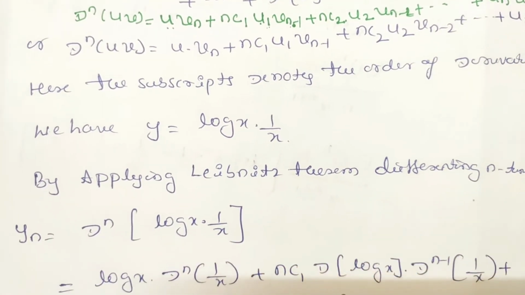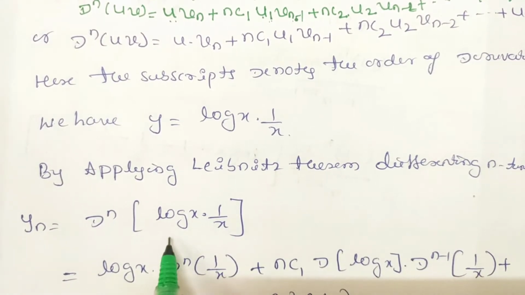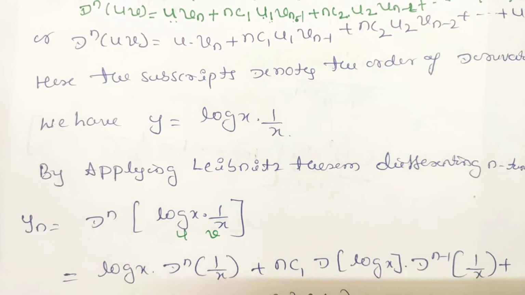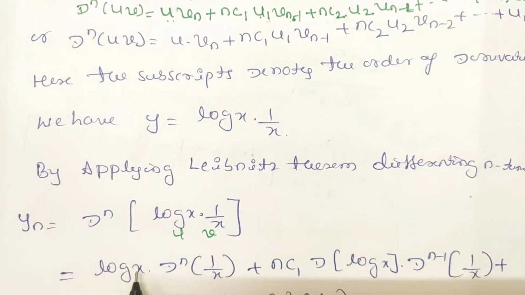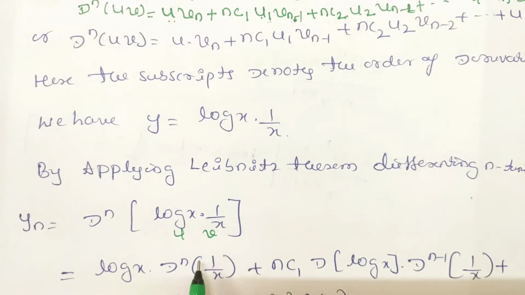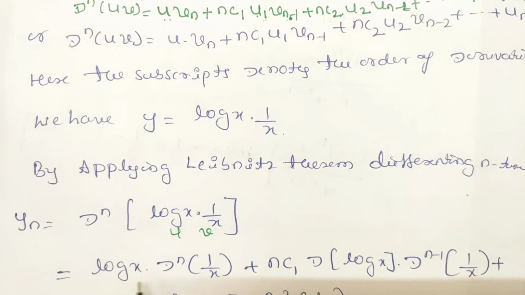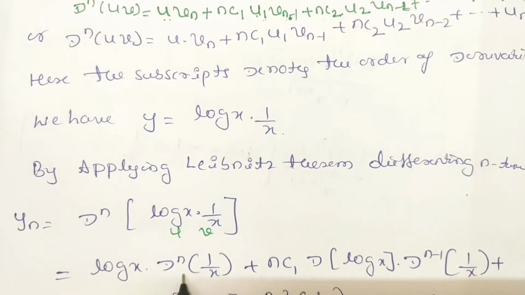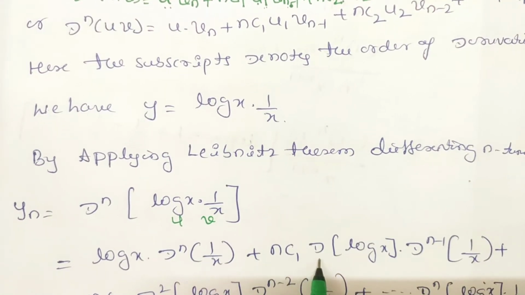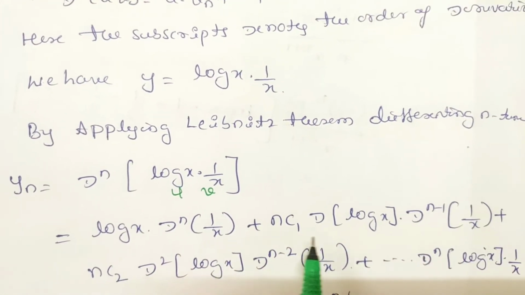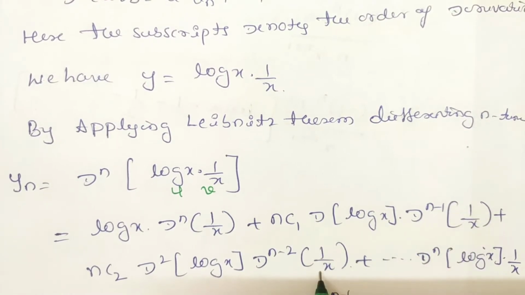Okay. So here this is like u into v. This is u and this one is like our v. First term is u, that is log x, into nth derivative of 1 by x. Then plus nC1 derivative of log x into n minus 1th derivative of 1 by x. Then plus nC2 second derivative of the first term, the second derivative of log x, into n minus second derivative of 1 by x, etc.